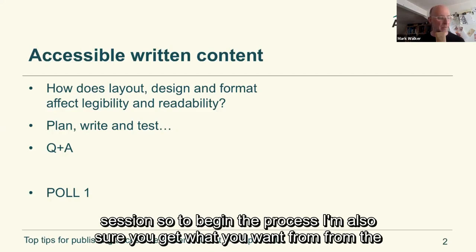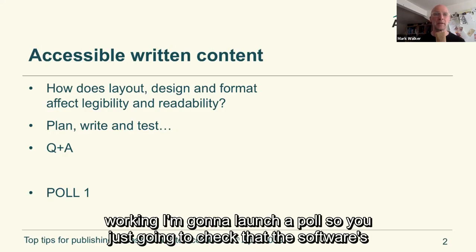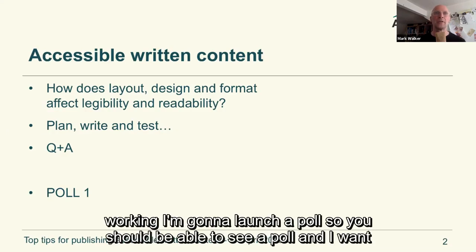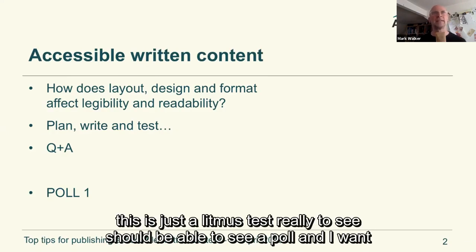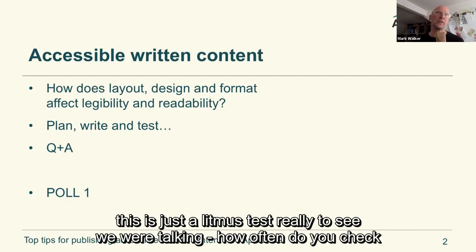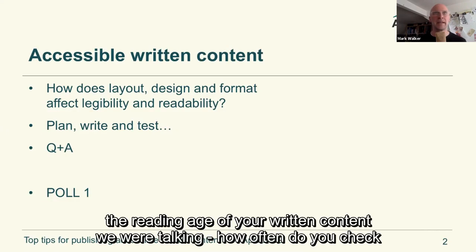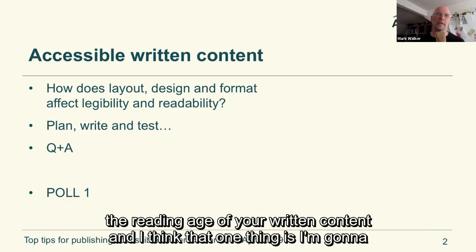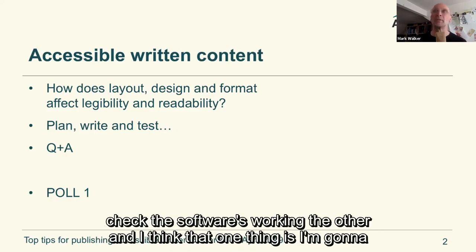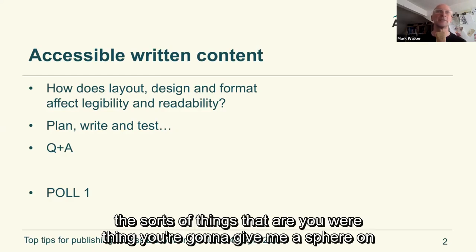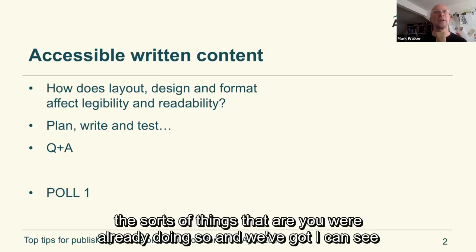To begin the process, I'm also just going to check that the software is working. I'm going to launch a poll. So you should be able to see a poll. This is just a litmus test really to see who we're talking to. How often do you check the reading age of your written content? One thing is I'm going to check the software is working. The other thing, you're going to give me a steer on the sorts of things that you're already doing.